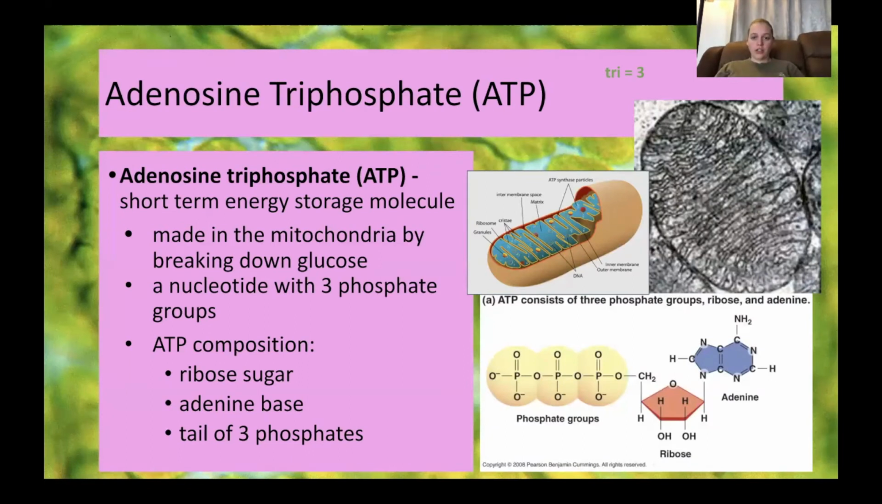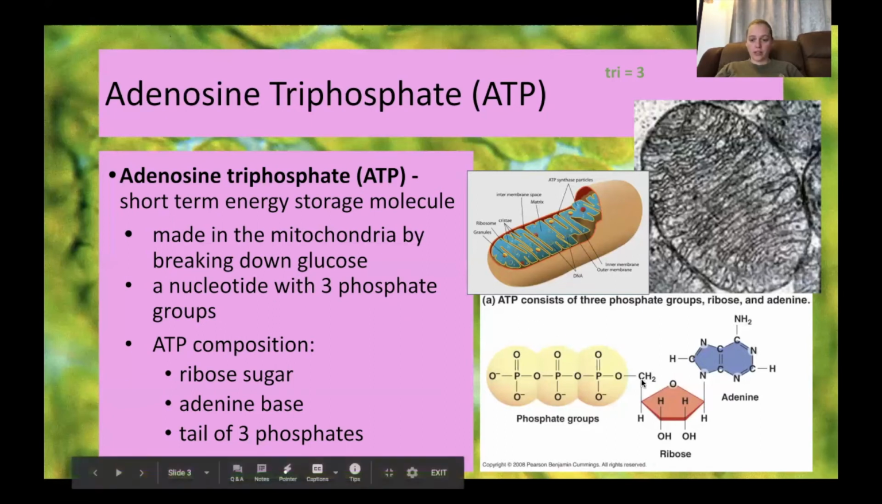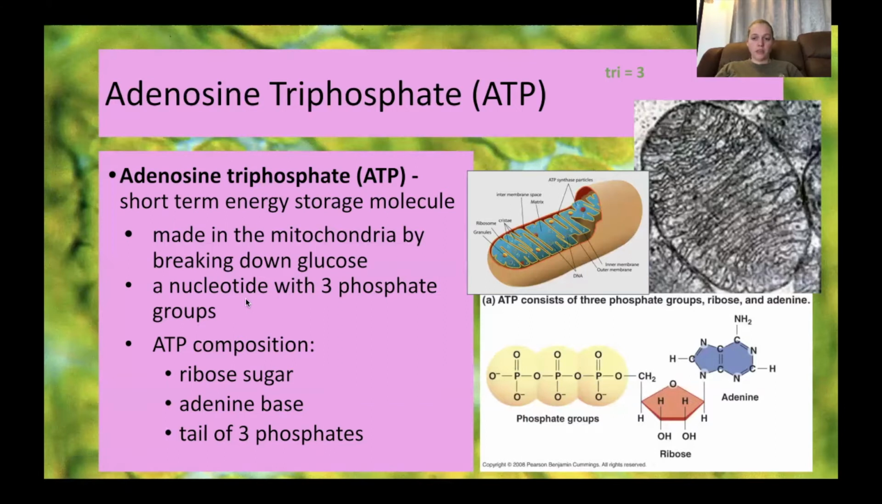The energy currency used by cells is called adenosine triphosphate or ATP, and tri means three. So if we look at this ATP molecule here, we can see it has three phosphates, and these three phosphates are attached to a ribose sugar and an adenine base. And when we have a sugar, base, and phosphate, then we have a nucleotide. So ATP is a modified RNA nucleotide that's modified for carrying energy in cells.